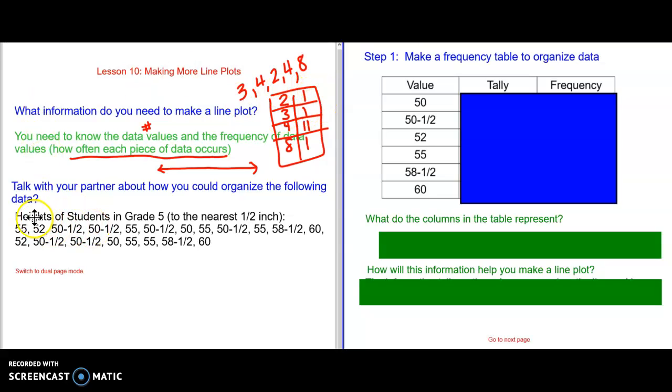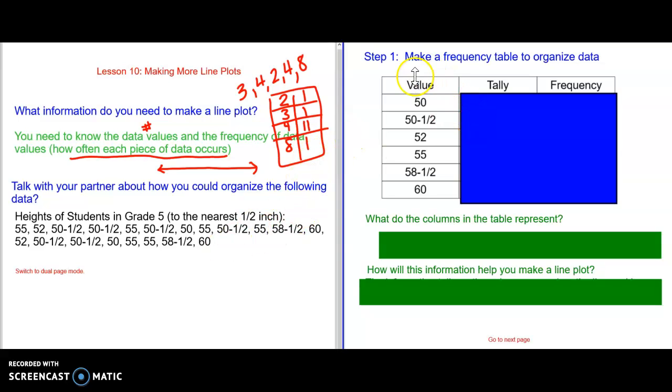Okay, so down at the bottom, I have, oh my goodness, look at all those numbers. The heights of students in grade 5, and these students were measured to the nearest half of an inch. Fractions. Oh, here we go. So I have all of these numbers. So in order to save time a little bit, I did a little bit of this ahead of time.